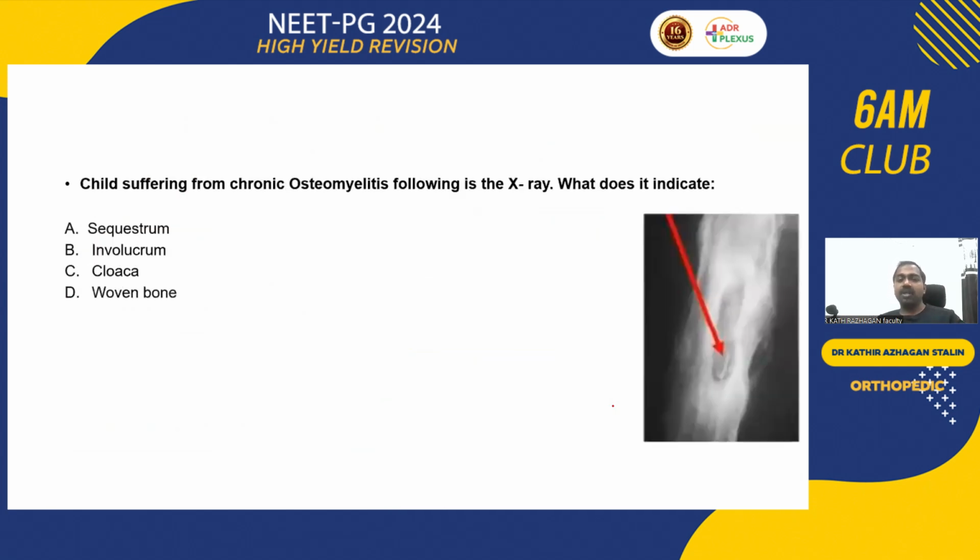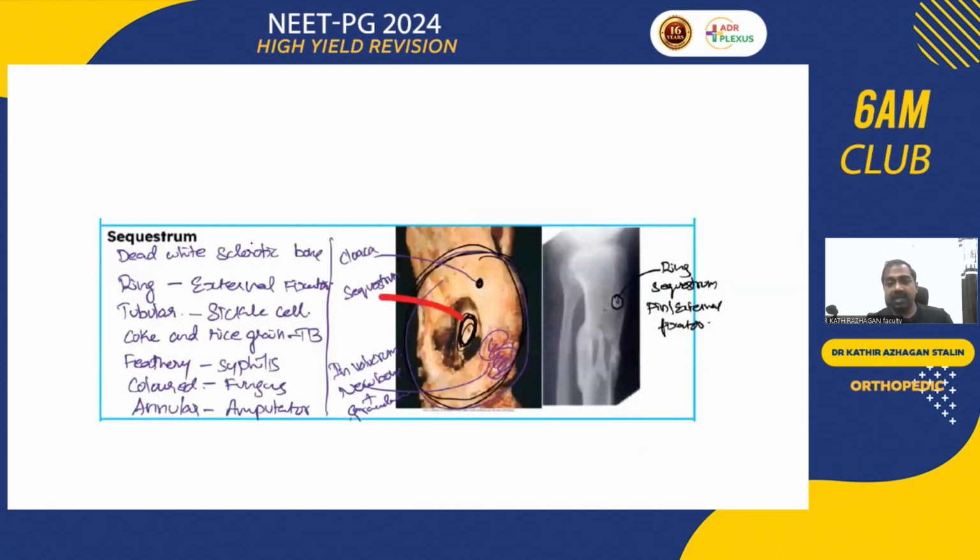Child suffering from chronic osteomyelitis. These kinds of regular repeat questions you can expect in any NEET examination. What is the structure? Sequestrum. In our class, I would have described what sequestrum is. The dead bone is sequestrum, the surrounding new bone is involucrum, and the hole in the involucrum is called a cloaca.